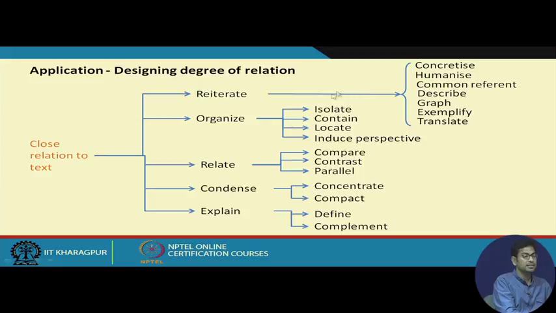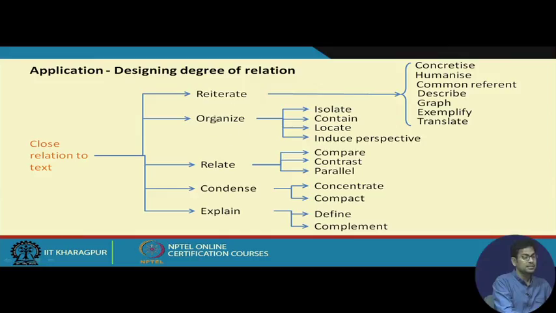What is reiterating? When you are trying to concretize, when you are trying to humanize, where you are giving a common reference, where you are trying to describe, there is a graph which is transforming information, there is exemplification, you are translating between different things, you are trying to exemplify. So, these are all examples of reiterating. There is a text and image, but you are again reiterating that with some mechanism. Here it is a very, very close knit connection with the text.